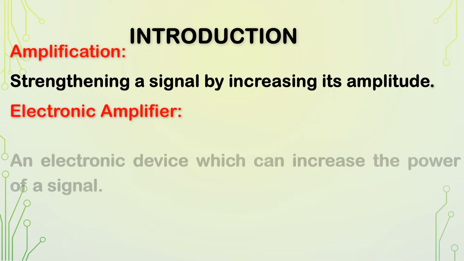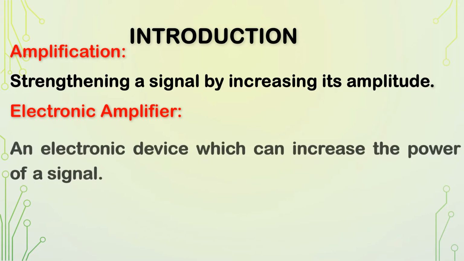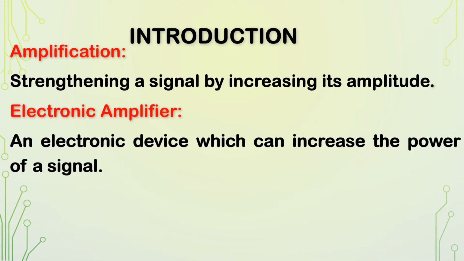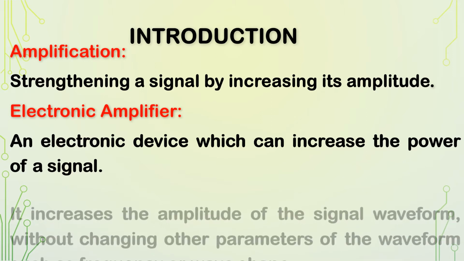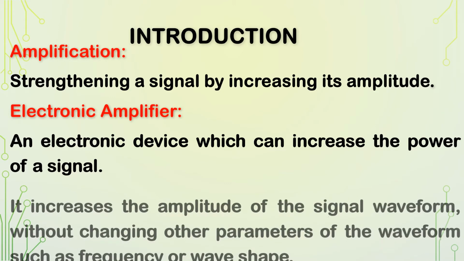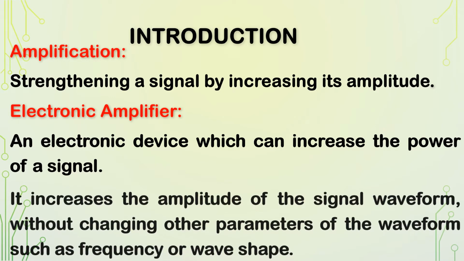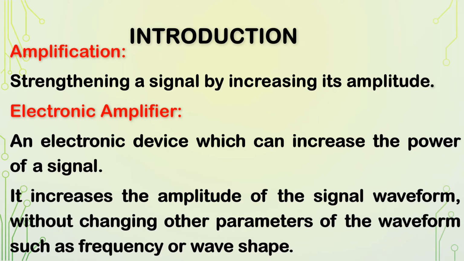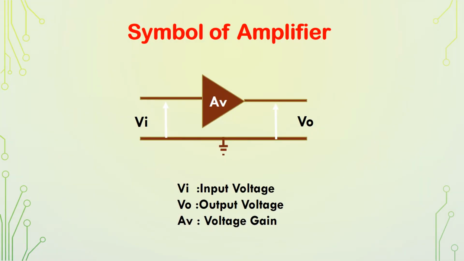Okay. Now, electronic amplifier is an electronic device which can increase the power of a signal. It increases the amplitude of signal waveform without changing other parameters of waveform such as frequency or wave shape. Okay. Here is shown the symbol of an amplifier where Vi represents the input voltage, Vo represents the output voltage, and Av is the voltage gain.